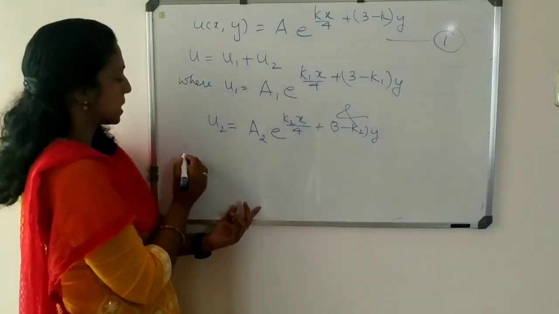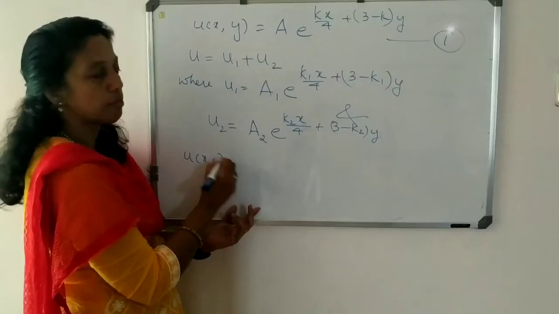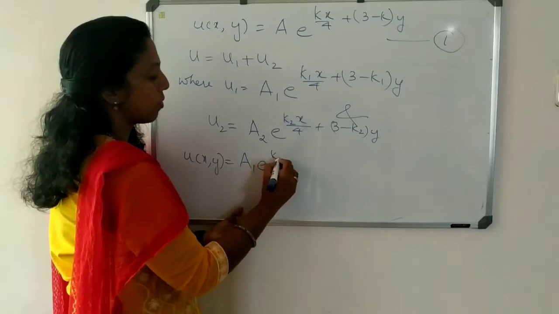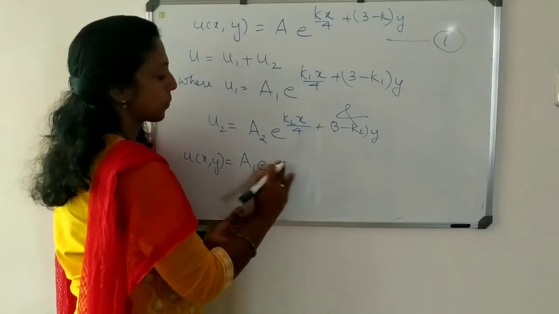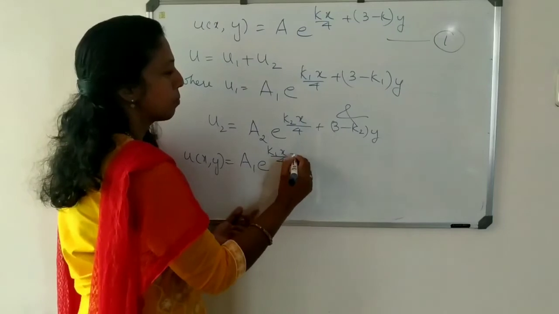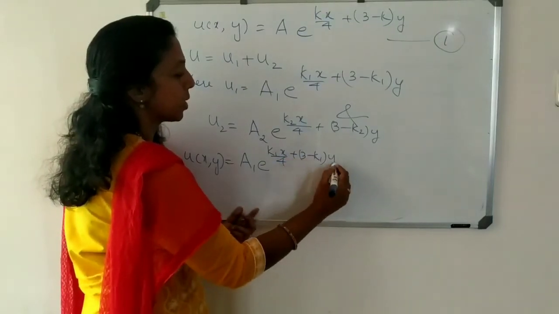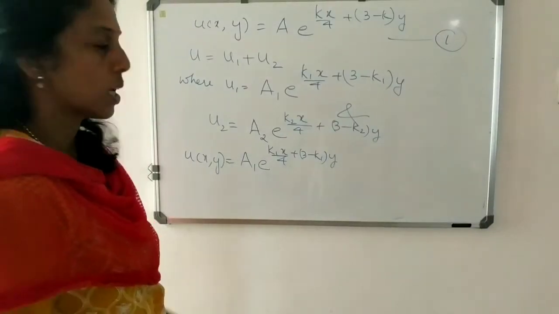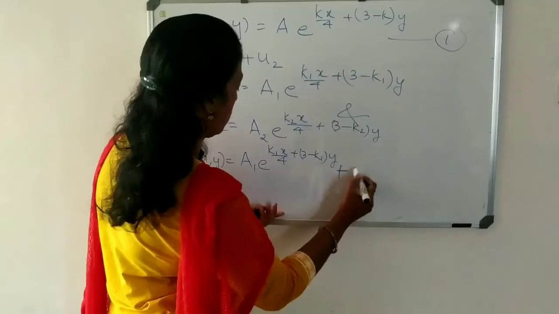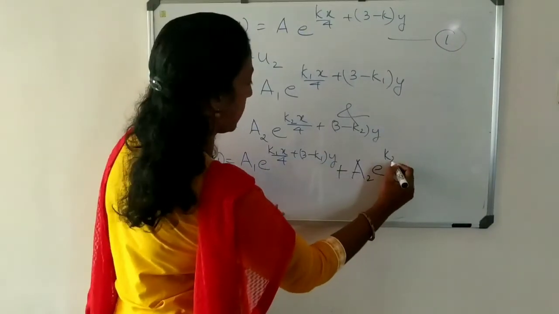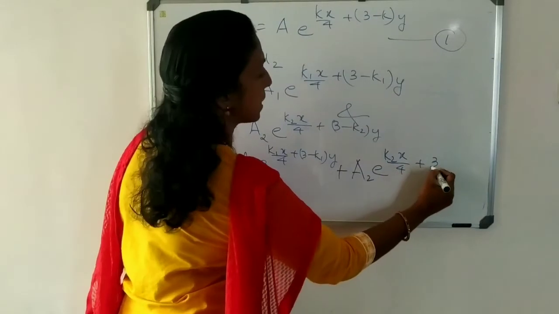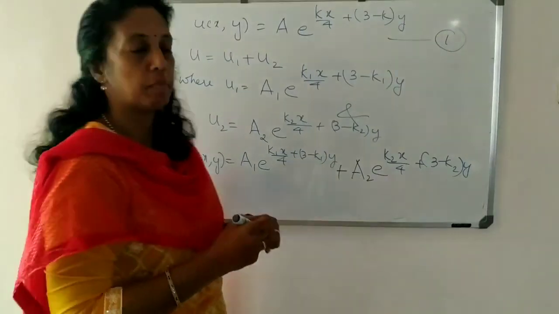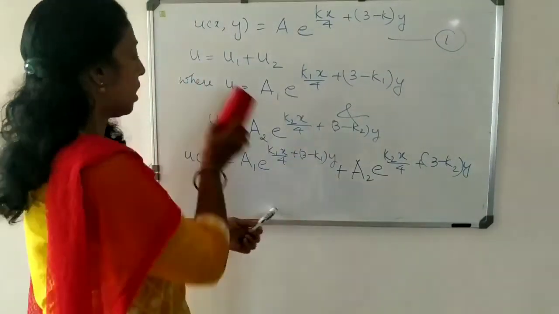Now our new revised u of x, y is the sum of these two, that is a1 e raised to k1 x by 4 plus 3 minus k1 into y, plus a2 into e raised to k2 x by 4 plus 3 minus k2 into y. This is our new trial solution. Now we have to apply the initial conditions based on this equation.